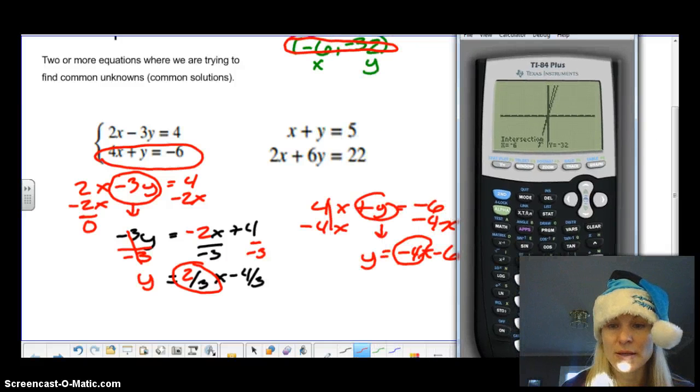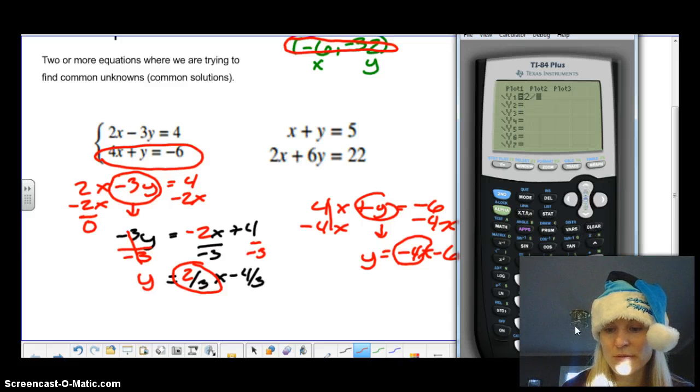and go back to my y equals. I'm going to clear these out. Here I'm going to put in 2/3, so it's 2 divided by 3x minus, and then I'm going to put in parentheses 4/3 so that it knows that this is a fraction. And then I'm going to go down and put in negative 4x minus 6.